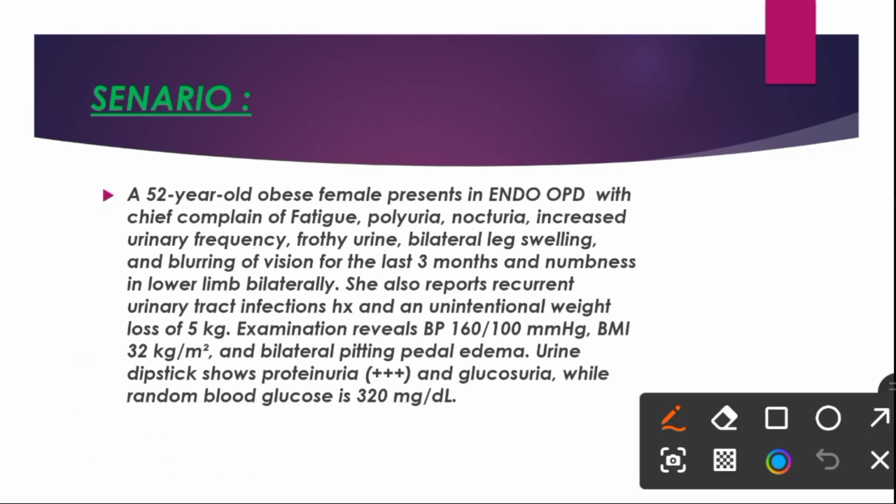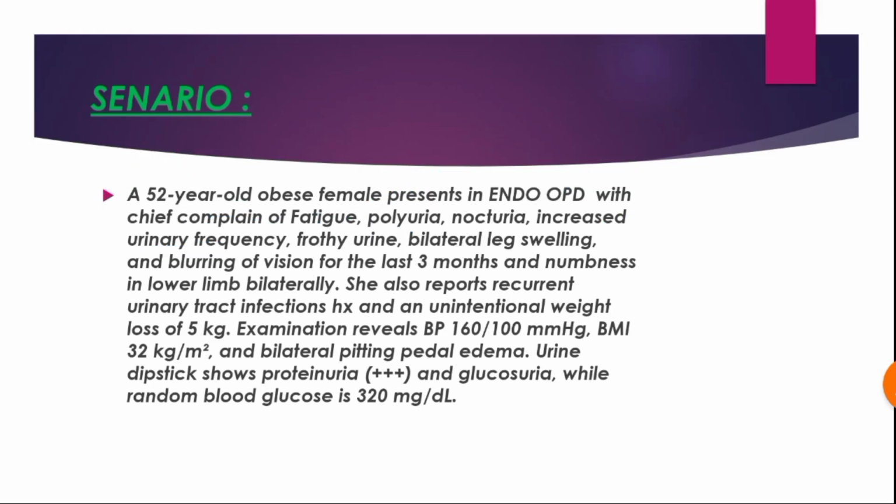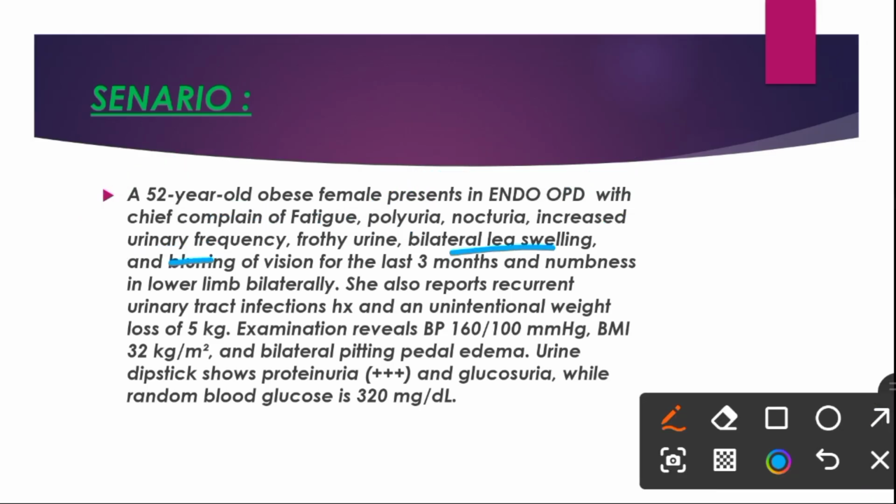Now at the end, let's read a scenario. That is a 52-year-old female and obese patient who presented in the endo OPD with a chief complaint of fatigue, polyuria, nocturia, and increased urinary frequency. So these are the symptoms of diabetes. Similarly, this patient has bilateral leg swelling and blurring of vision, meaning that she has also developed retinopathy, and numbness in the lower limb bilaterally, meaning that she has symmetrical polyneuropathy. She also reports recurrent UTI history and has weight loss of 5 kg.